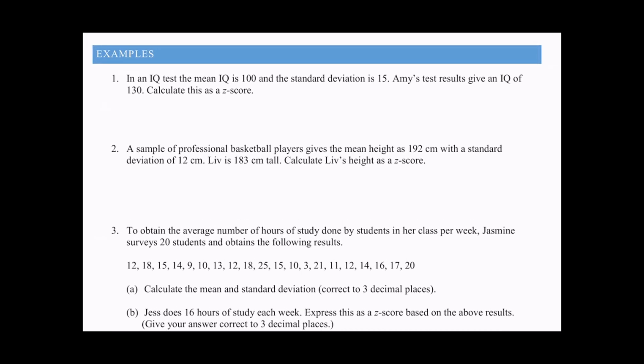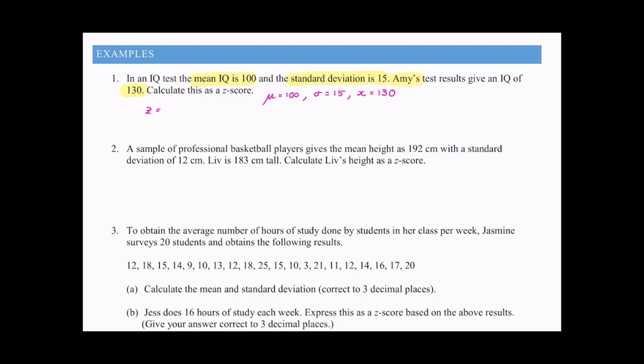Let's look at some examples. This question tells me that in an IQ test, the mean is 100, the standard deviation is 15, and Amy has taken this test and she's got an IQ of 130. I've been asked to calculate this as a Z-score. Writing everything out firstly, I have my mean, which is 100, my standard deviation, which is 15, and the score that Amy receives is 130. I'm going to place this into my formula.